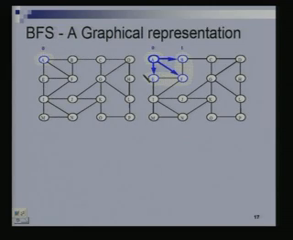One more way of thinking of this so that you understand this completely: I started from this. In the first round, I am visiting the adjacent vertices of this. So, these are the vertices which are getting a label of 1. These are also called level 1 vertices.